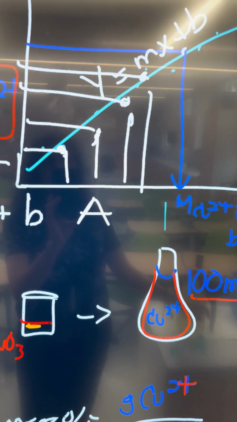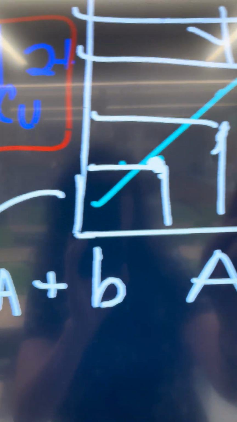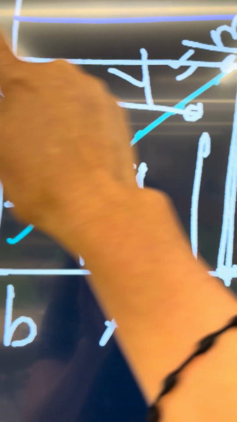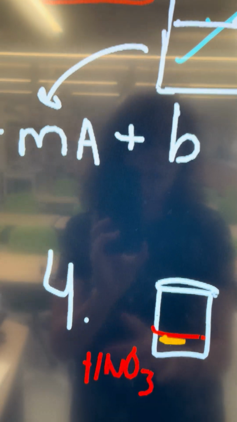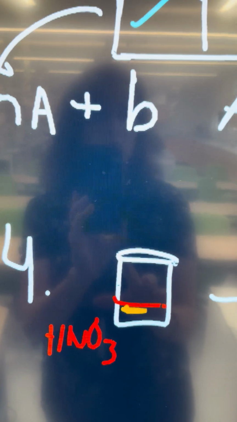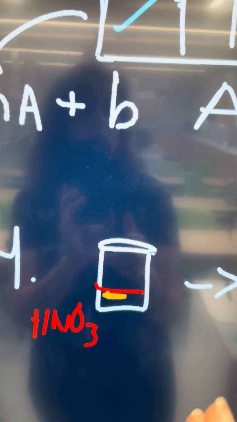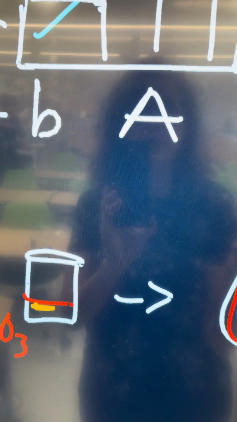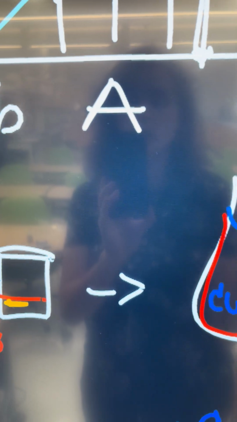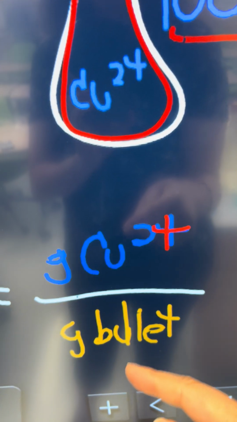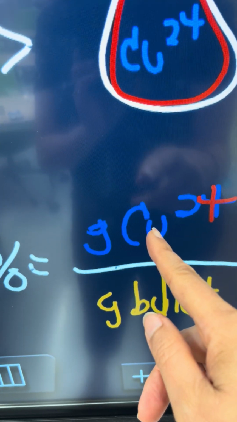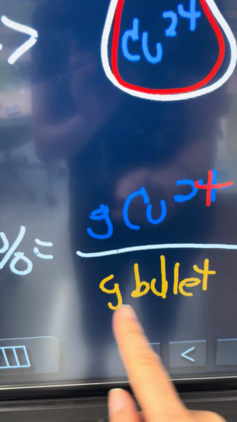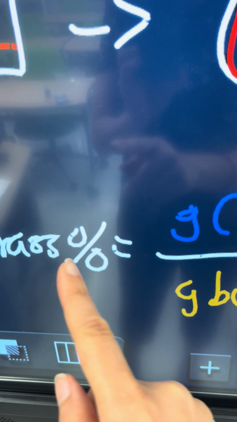I think it was 0.4 something. So you use the equation and you find the concentration. Once you find the concentration of copper, you can use the volume to find the number of moles. With the number of moles, you can use the molar mass to find the grams. So you find the grams of copper that were in there, and you divide it by the grams of the bullet, and you get your mass percent.